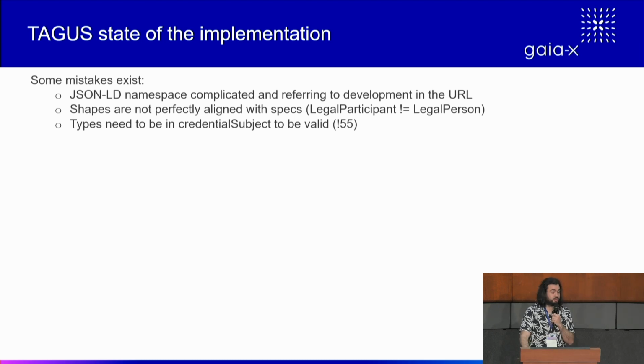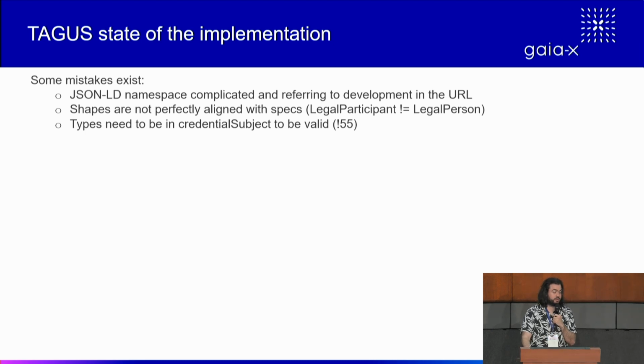We also know that the shapes are not perfectly aligned with the specs. For example, we are using the name legal participant instead of legal person. We have a few fields that are different, I think, like the address and the country code, for example, that we know. Yeah, we went quick and dirty, so some mistakes.